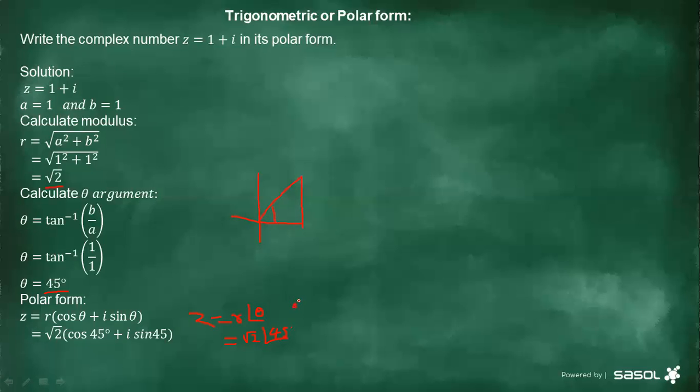Or we have another way that says z is equal to r cis theta, this one, and then where you are going to say square root of 2 times cos theta plus i sine theta, and then this theta is 45. So we have three ways of writing the polar form. You can write it in this manner, or this one, or the last one. All right. Okay. Let's proceed.